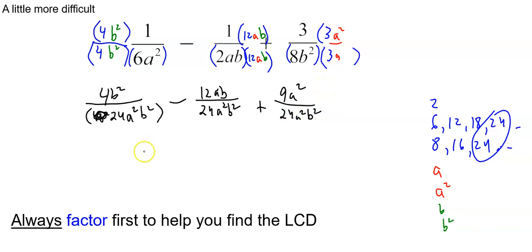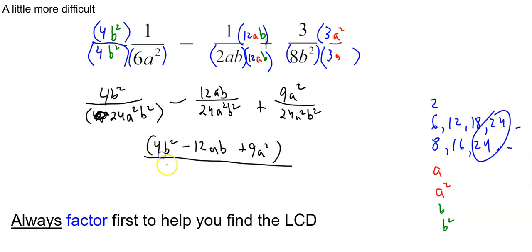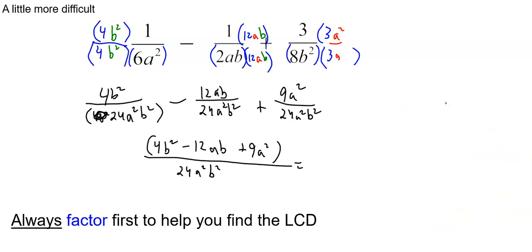And now I can combine this into one fraction, right? So I've got 4b squared minus 12ab plus 9a squared, all divided by 24a squared b squared. I'm going to try to factor that because I have a feeling it might factor here. I have that feeling because the first and last terms are perfect squares. I don't know if it'll work, but sometimes these things do.